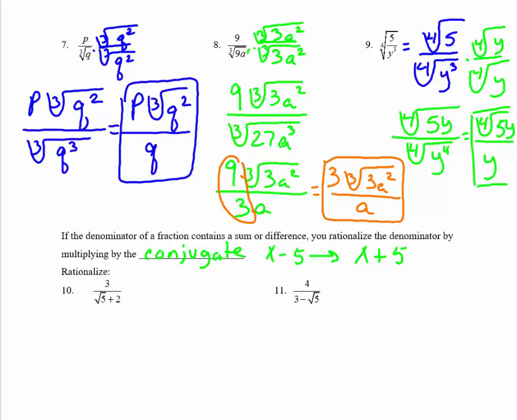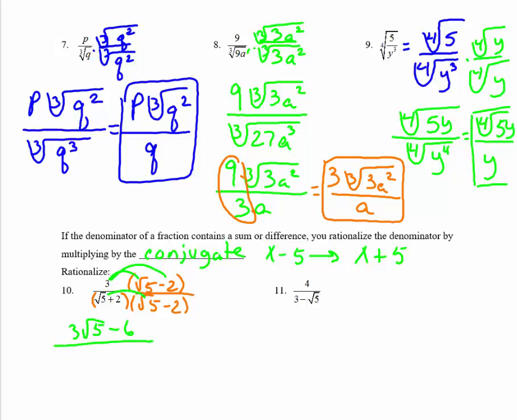Well, because it's a binomial, meaning two terms down the denominator, we have to multiply by the conjugate. The conjugate of square root of 5 plus 2 is the square root of 5 minus 2. So top and bottom get multiplied by the square root of 5 minus 2. Well, 3 times the square root of 5, the 3 stays on the outside, and we get the square root of 5. 3 times negative 2 is negative 6.